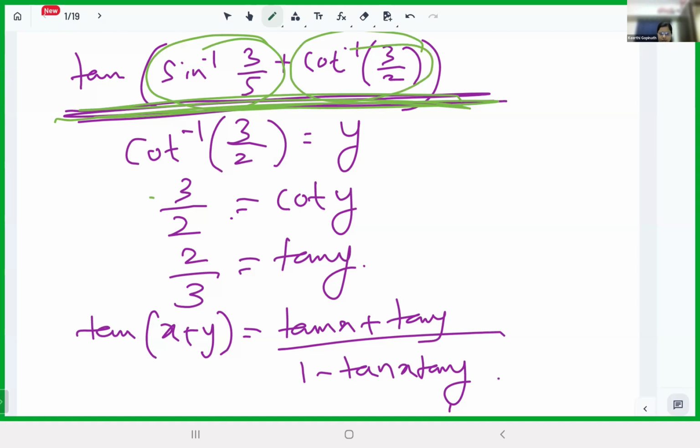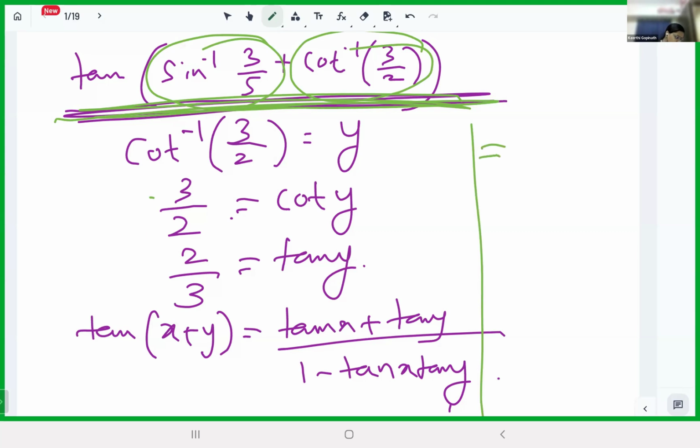Now I hope it is clear to you why we are using tan of x plus y, because we have given sine inverse of 3 by 5 as x and cot inverse of 3 by 2 as y. Now it became tan of x plus y. So here we have already got the values of tan x and tan y, so we are substituting them.